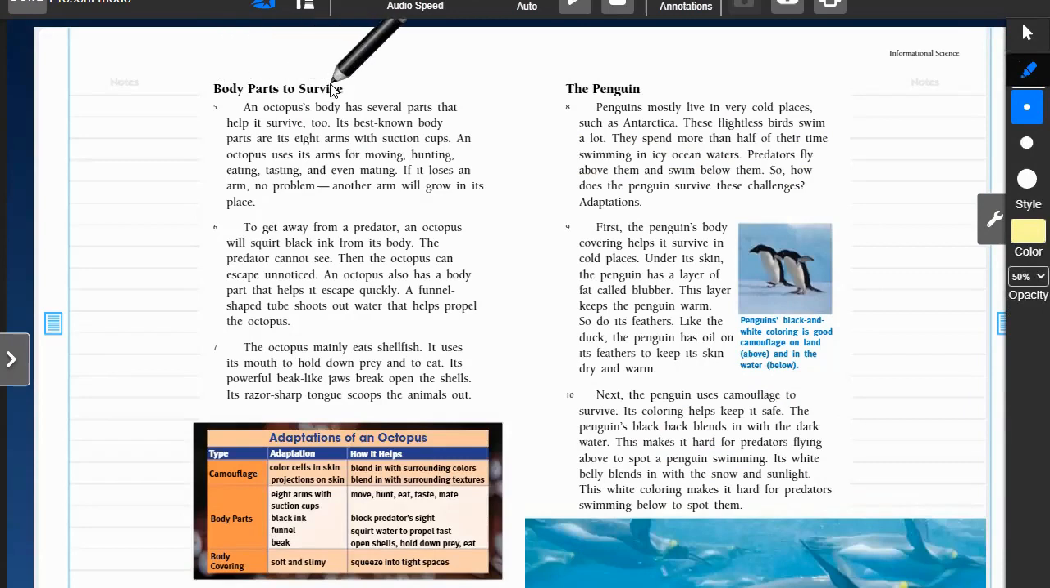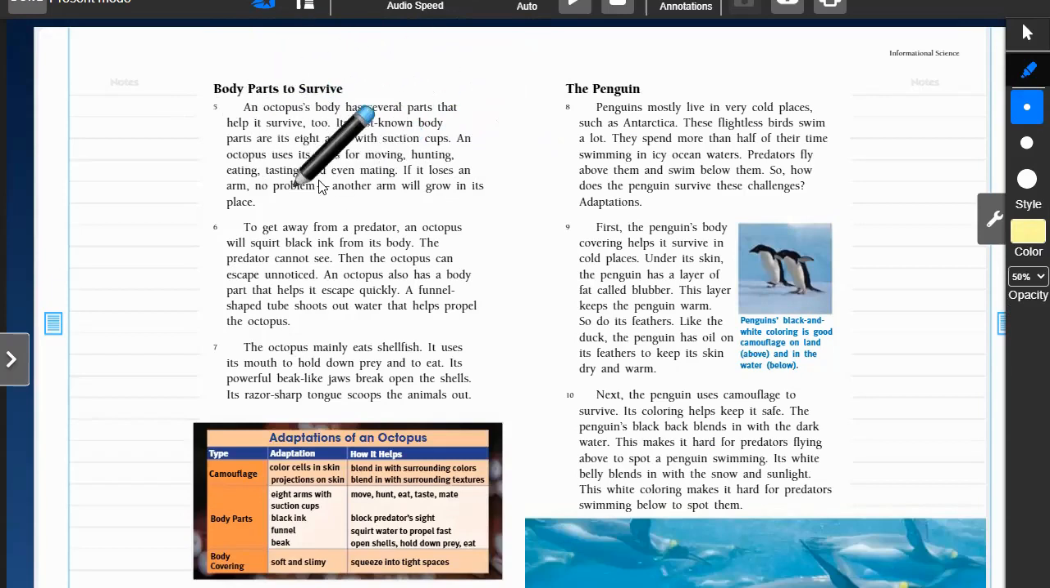Body parts to survive. Ooh, so we're going to learn all about different adaptations that help it survive, that are body parts. Paragraph 5. An octopus's body has several parts that help it survive too. Its best known body parts are its 8 arms with suction cups. An octopus uses its arms for moving, hunting, eating, tasting, and even mating. If it loses an arm, no problem. Another arm will grow in its place.